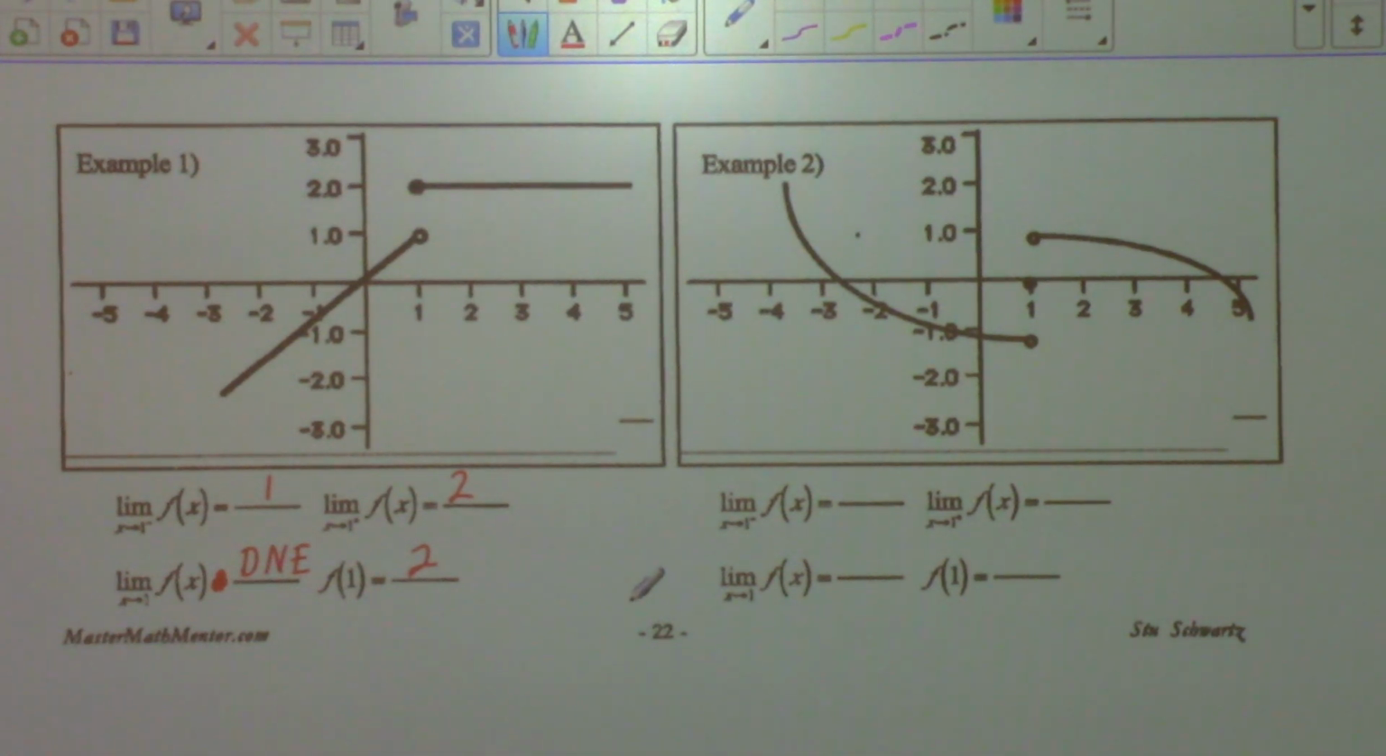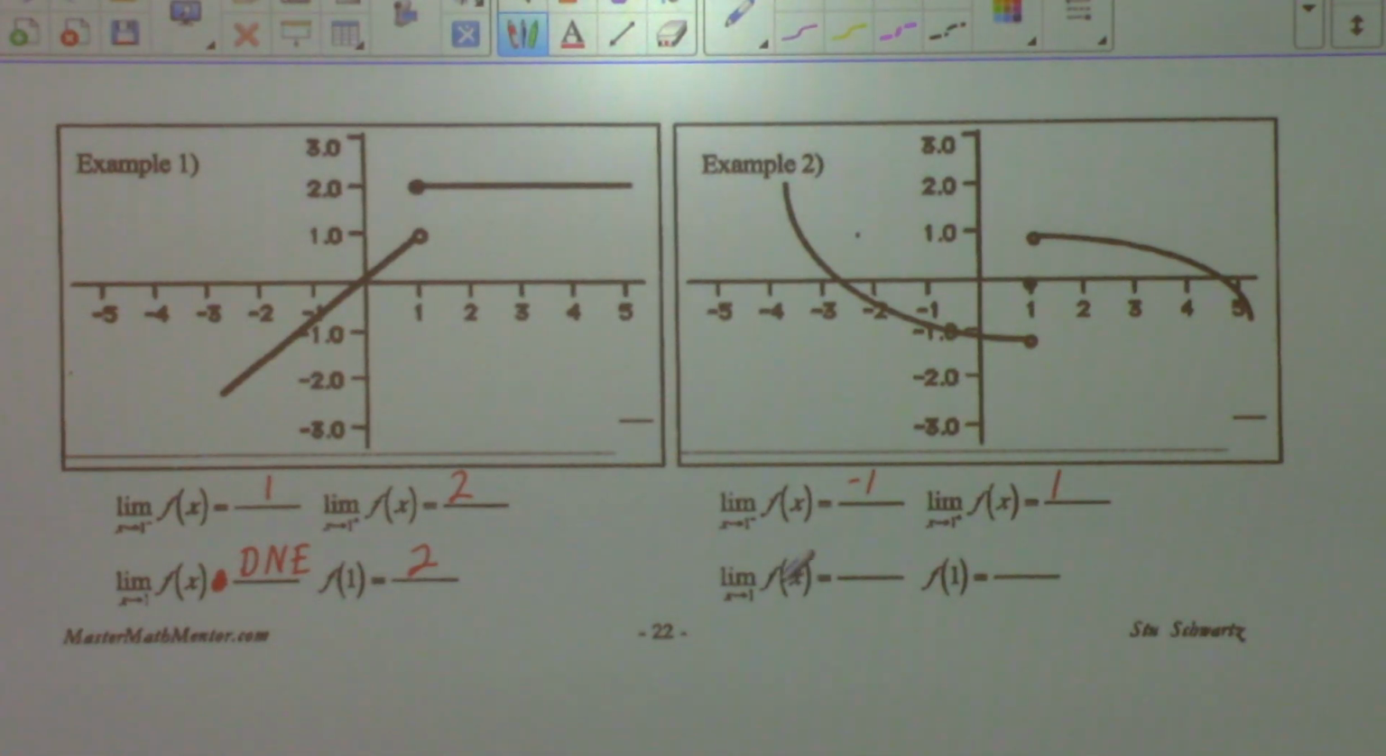And then for example 2, we have this drawing here, and I think these are supposed to be holes above and below, and I think the function is supposed to be here. So the limit as x approaches 1 from the left side is? What is that equal here? Negative 1, or it could be negative 1.2. We'll just say negative 1. We'll assume the graphics are off. As x approaches 1 from the right side, it looks like about 1.